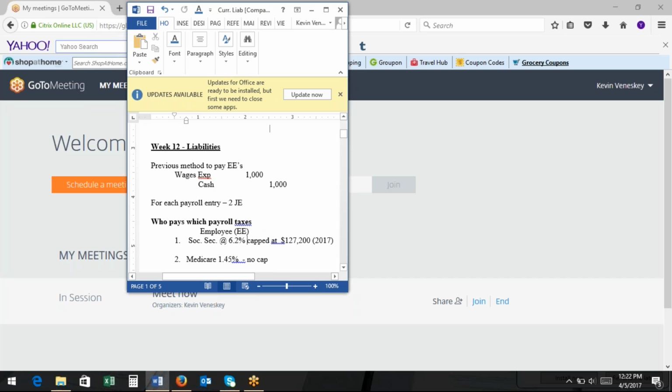However, they stop being taxed. So once you hit this dollar amount, 127,200, and that is for the year of 2017. Every year it's different. Every once in a while, a year will be the same as the year before if there was very little inflation.